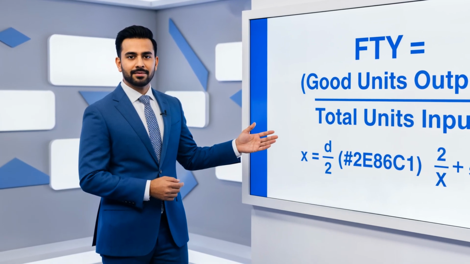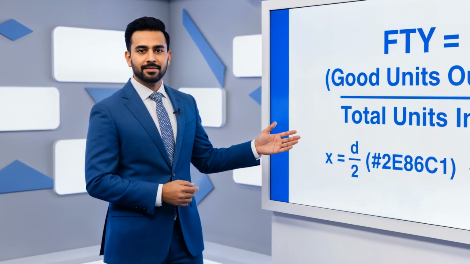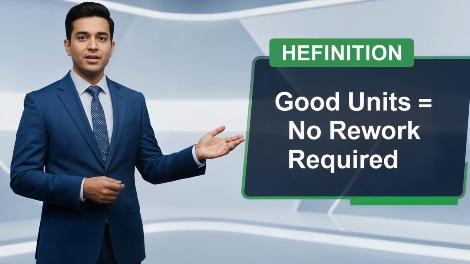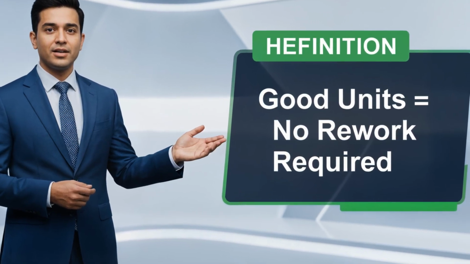The formula for FTY is straightforward. FTY equals good units output divided by total units input. Now, good units here means units that didn't need any rework. They were right the first time. Let's look at an example to make this crystal clear.